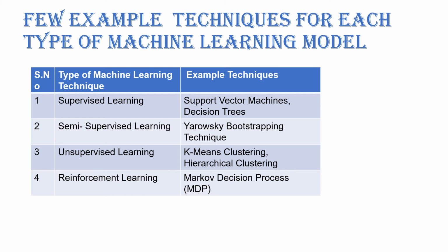Having had an overview of the classifications of machine learning models, here are a few example techniques for each type. For example, support vector machines and decision trees are very good examples of supervised learning. In support vector machines, we classify the data points based upon the decision boundary. The width of the decision boundary helps us separate the two classes. These techniques we'll discuss in detail in the upcoming lectures. I'm just giving you a gist of what is what here.